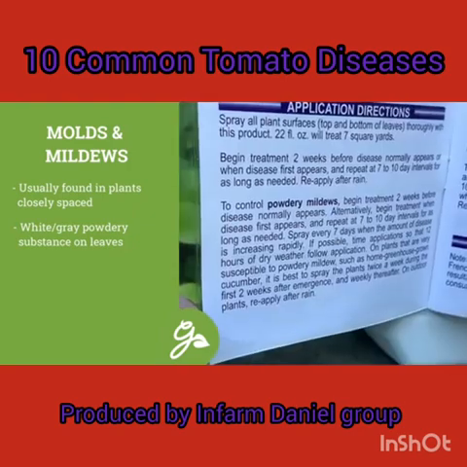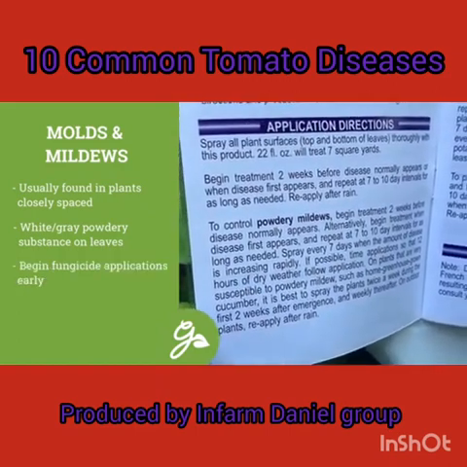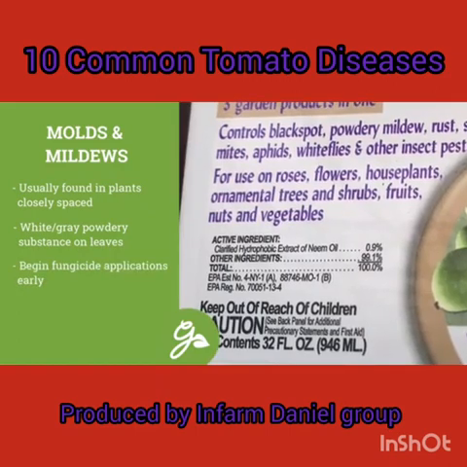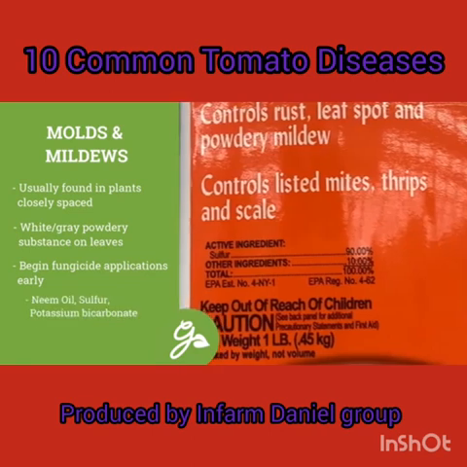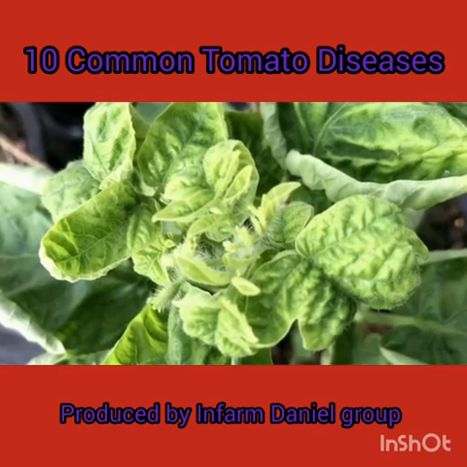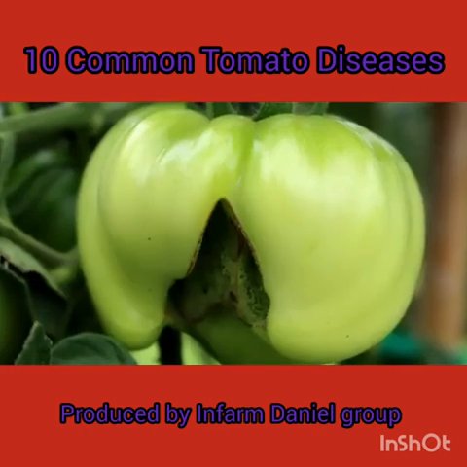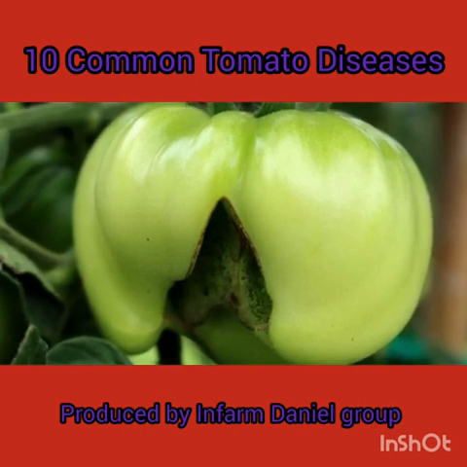This disease can be controlled if you begin fungicide applications at the first sign of mildew. Neem oil, sulfur sprays, and products containing potassium bicarbonate are all helpful. Viruses are the second most common disease category of tomato plants. These mosaic viruses can stunt growth, mottle the leaves, and produce deformed fruits.